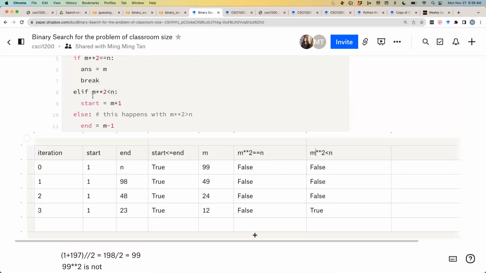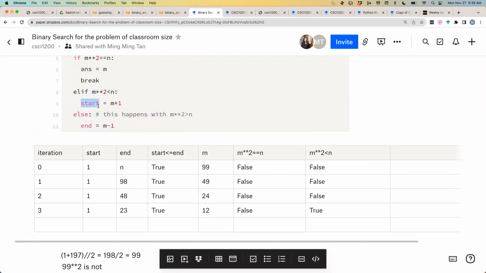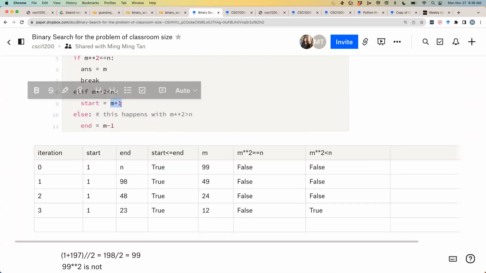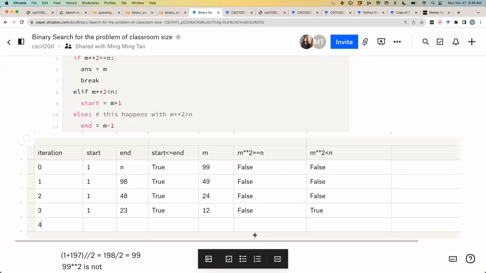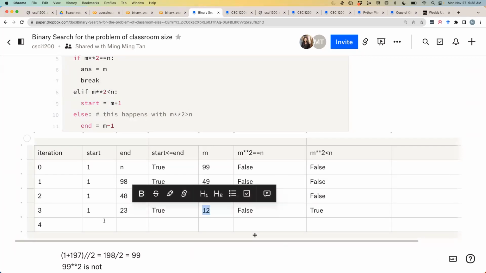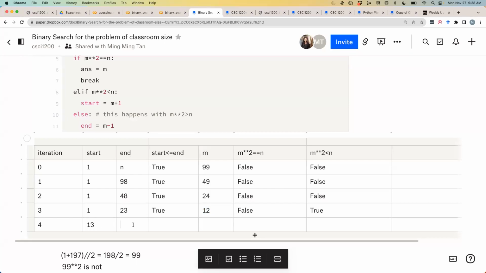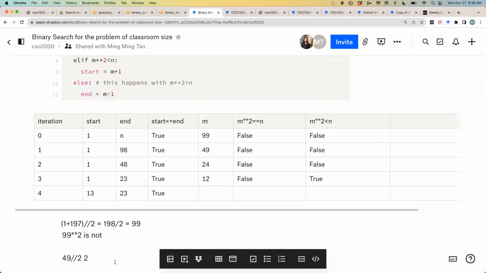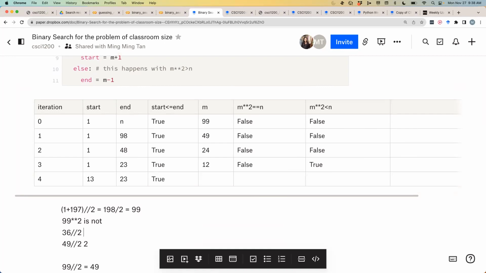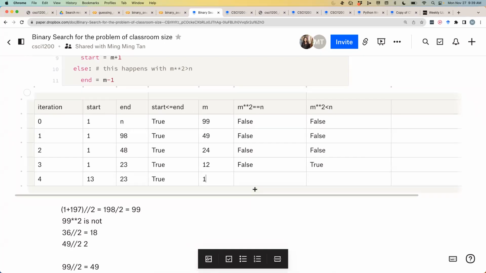If this is true, we are in the else if statement, which means my start in my next iteration should be m plus 1. So my start value will be this value, 12 plus 1, which is 13, and the n stays the same. Is start less than or equal to n still true? This is true. And what is the middle value? It will be 36 divided by 2, sorry, it will be 18.